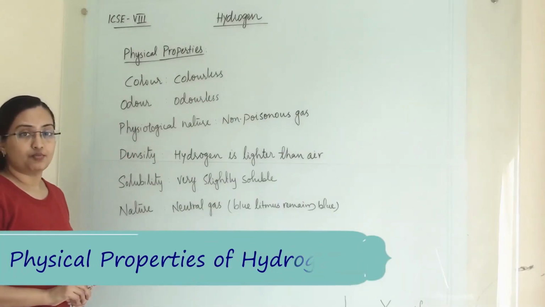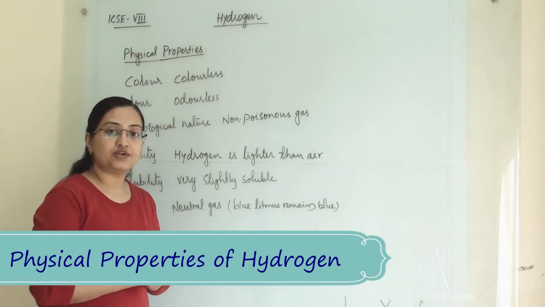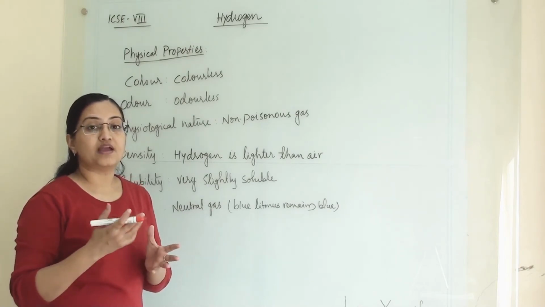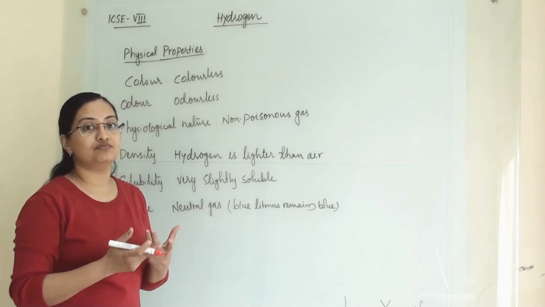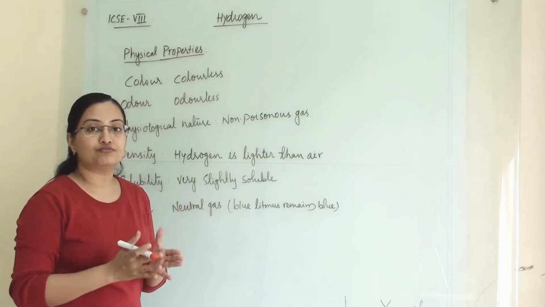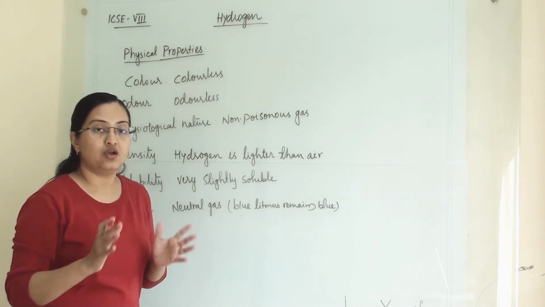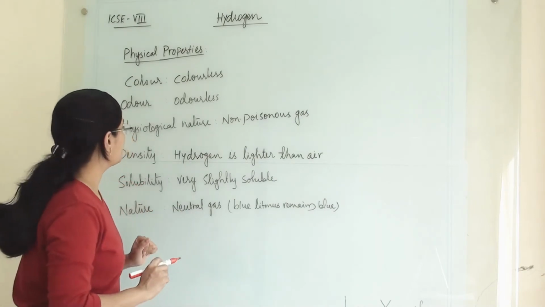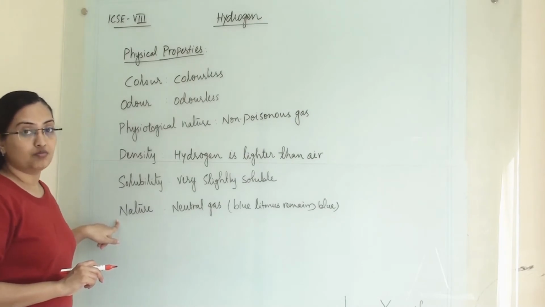Under the physical properties of hydrogen, what is the meaning of physical properties? Physical properties mean what we can tell by looking at it, or its physical appearance, or we just check whether it is acidic or basic without performing any chemical reaction. All the properties we can check this way are termed physical properties. So here we are going to learn all these physical properties of hydrogen.